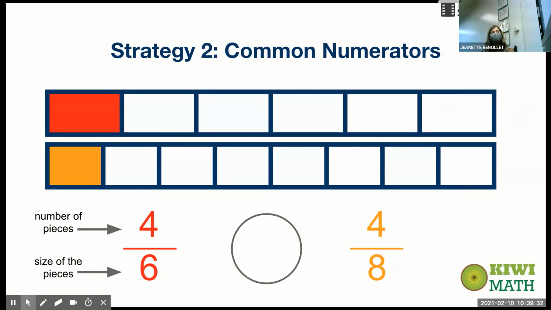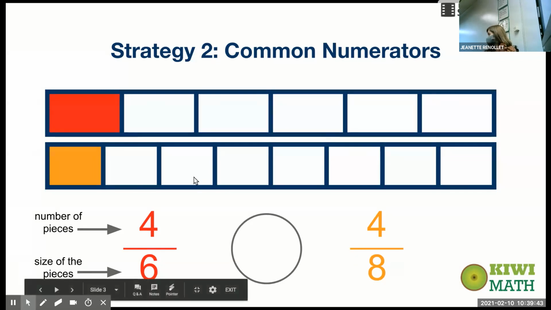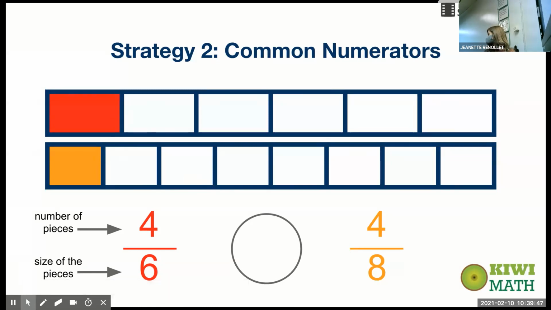And why is that? If we're taking the same size whole and we're splitting it into more pieces, each of those pieces is going to be smaller. Therefore, if you have a greater denominator, each piece is going to be smaller. So if we know that one piece that's a 6th is greater than one piece that's an 8th, then if we have 4 pieces of each, you could clearly see that 4/6 is greater than 4/8.